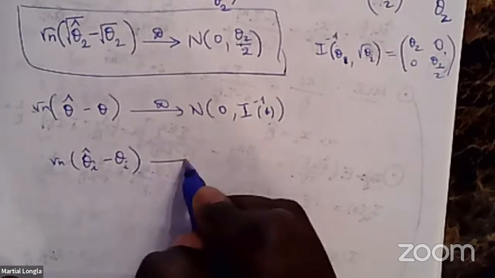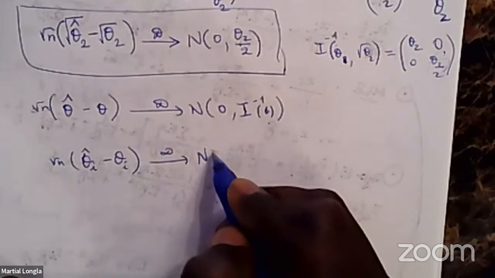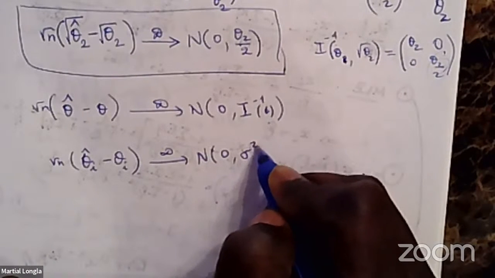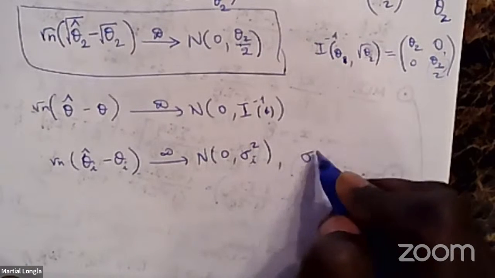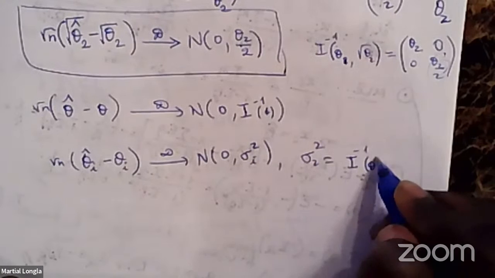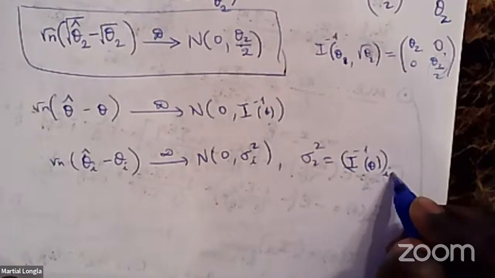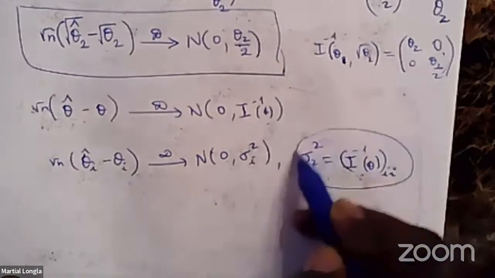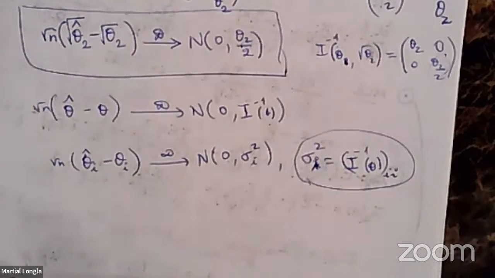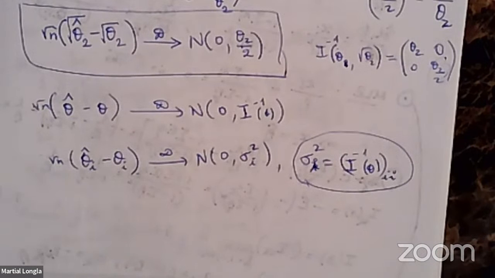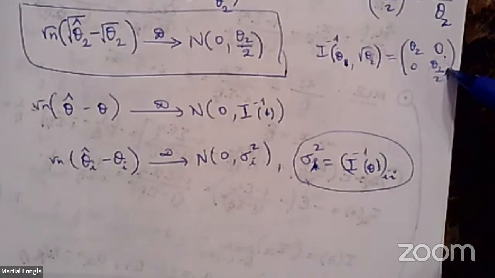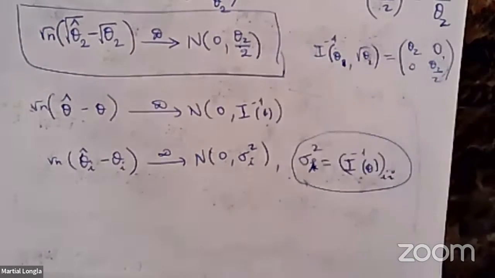Which means each of the components, square root of n times theta hat i minus theta i, converges in distribution to normal 0 with sigma squared i equal to I inverse of theta, position ii. So go to the position ii of the inverse matrix and see what the variance is. That's why we had to invert this and then take this to put in there.